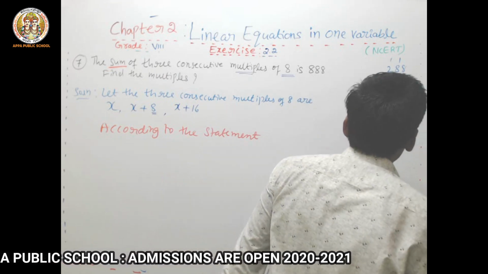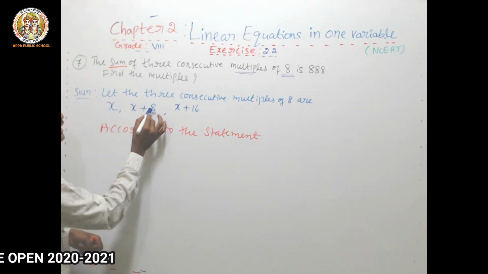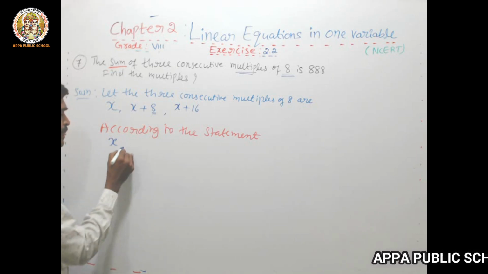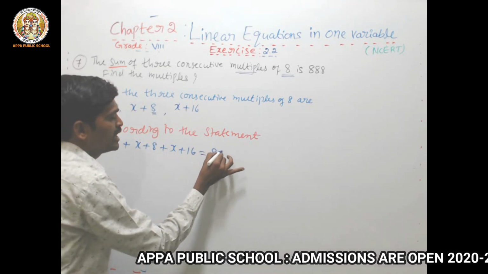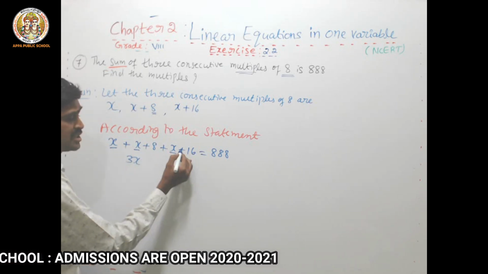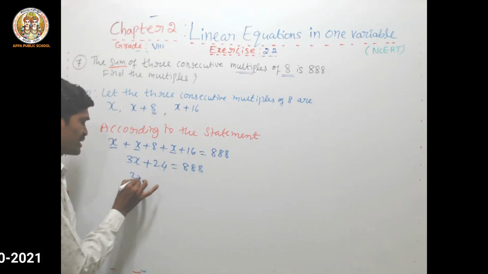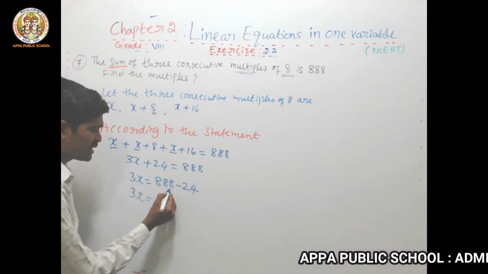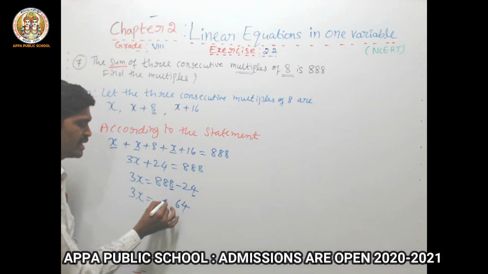Understood? For your understanding purpose, I will take continuous numbers from 1, 8, like this, x, x plus 8, x plus 16. Now, according to the statement, sum they told, first number x, second x plus 8, third x plus 16 is equal to 888. Here x we will get 3x, 16 plus 8 should be 24 is equal to 888. So 3x is equal to 888 minus 24. 3x is equal to, subtract, 8 minus 4, 4. 8 minus 2, 6. 8 keep as it is.